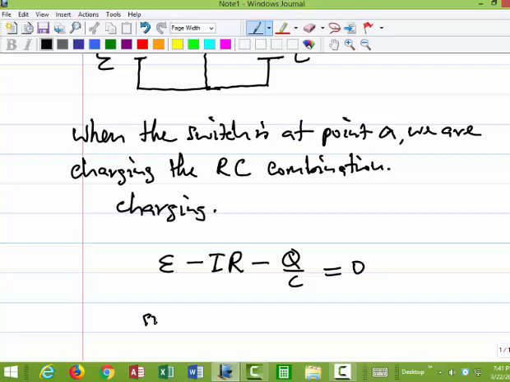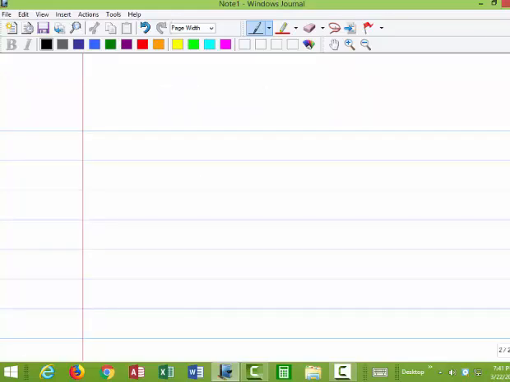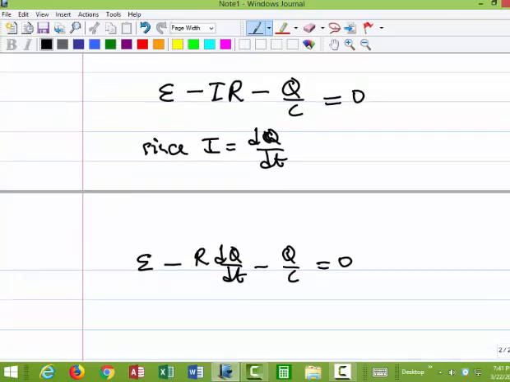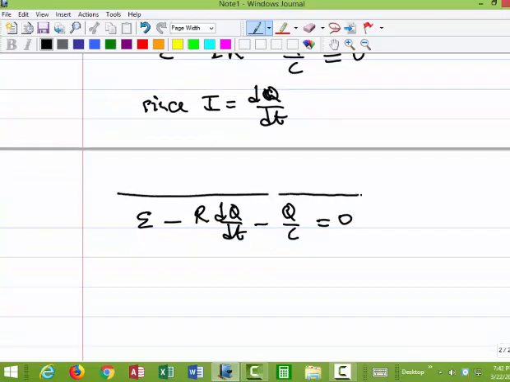And then we'll say that since I is equal to dQ/dt, I can use uppercase Q, then we'll replace I by dQ/dt. So the loop rule just gives E minus R dQ/dt minus Q over C equals 0. Okay. So this is going to be our main formula that we shall use for charging the capacitor.